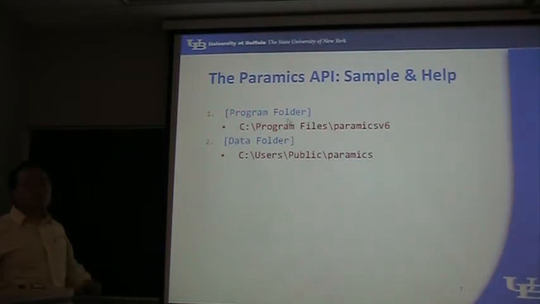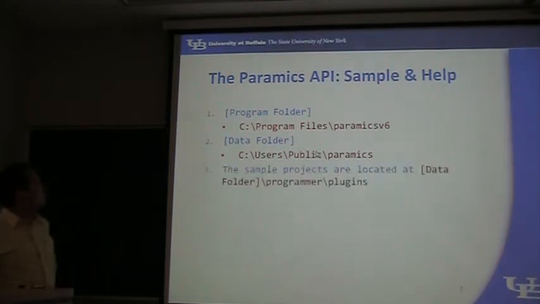In the beginning, we have to know two folders. In parametrics, the important things are stored in two different folders. The first folder is called, I would call it a program folder, which is under the program files. The second folder is a data folder, which in Windows 7 will be stored under users public parametrics. So a lot of important files are stored in the data folder. That's the first thing. Now, the sample projects are located at data folder /programmer/plugins. You will see a lot of sample projects there.